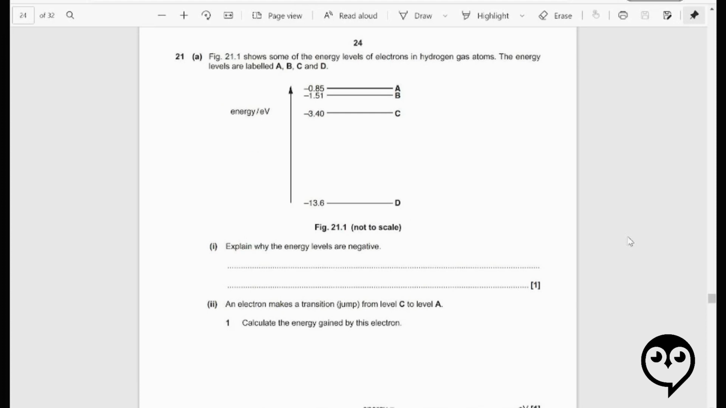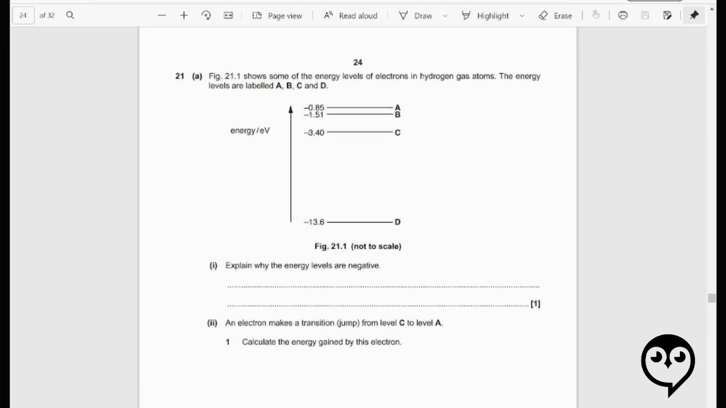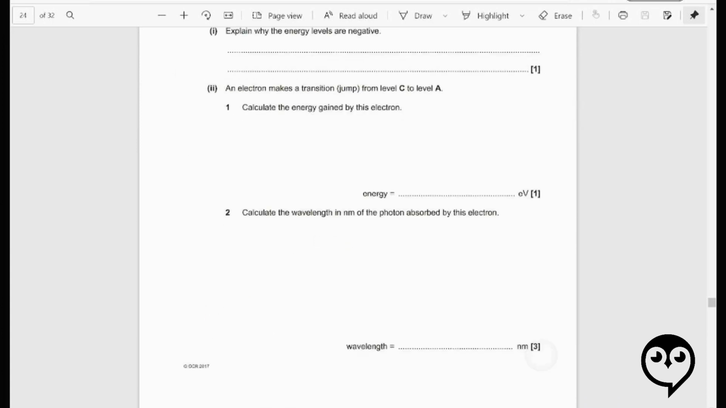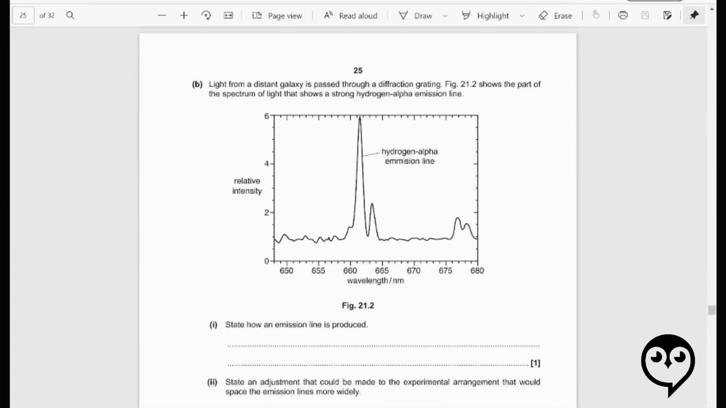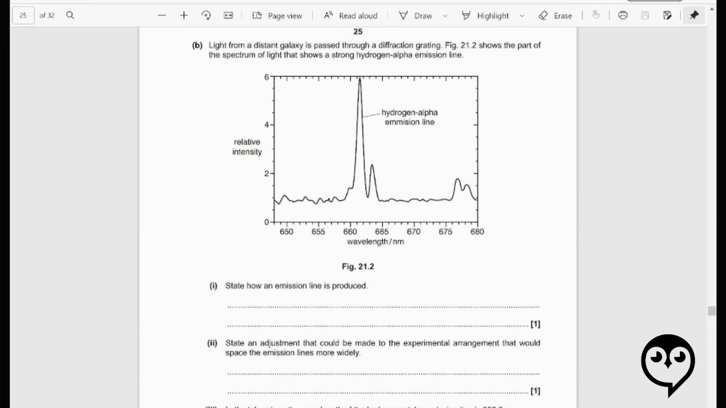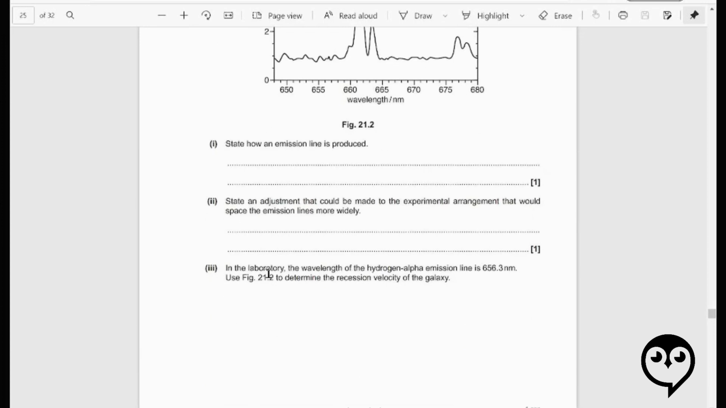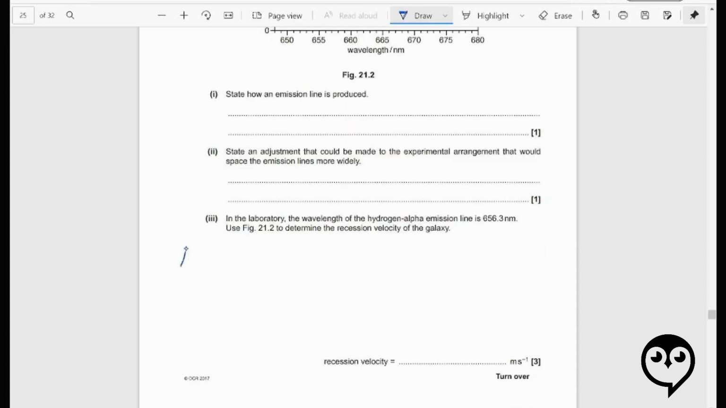Okay, I've got an OCR, modeling physics. This is the Physics A, paper 1. We'll skip past the energy levels and the emission spectra and that sort of stuff, although I do want to jump down here. So here's a hydrogen alpha emission line. I want to jump on down to 3. In the laboratory the wavelength is this. Use this figure to determine the recession velocity. So we've got our ratio of the redshift with the laboratory wavelength. That's equal to the ratio of the velocities. We want the recession velocity, so we'll just multiply by the speed of light times this wavelength ratio.